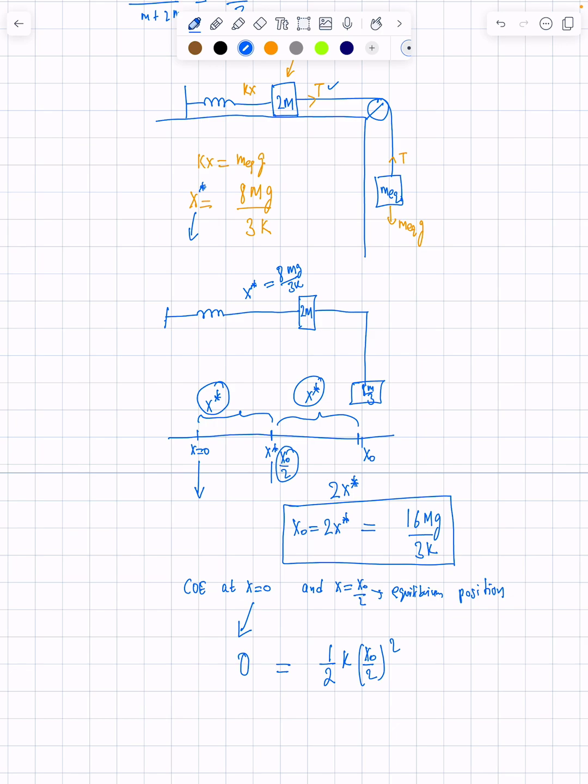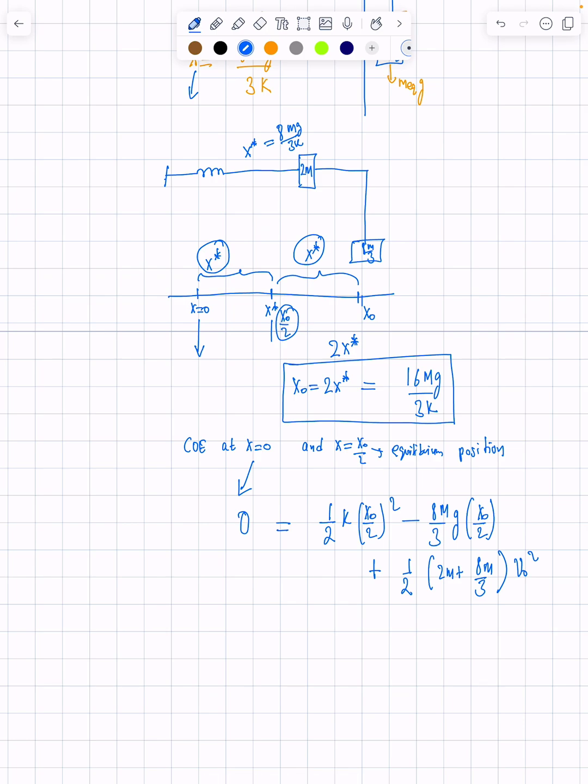So we can write the change in potential energy as M equivalent, which is 8m over 3, times g, and then the change in height. So it has moved by x naught over 2, so we write x naught over 2, and then plus the increase in kinetic energy. So kinetic energy, the velocity of 2m and then M equivalent is the same, so we can just say 2m plus M equivalent, 8m over 3, times v naught square. So we have to just solve for v naught square.